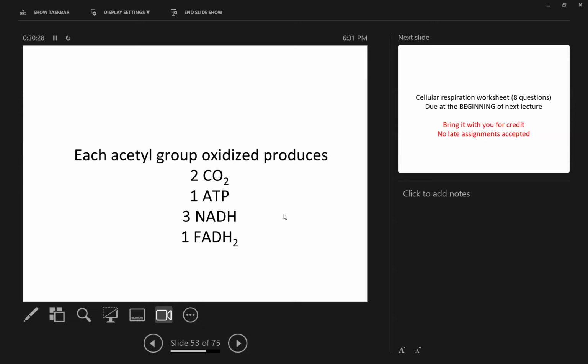What were you asking? Oh, so what's shown up here is per pyruvate, but you would double it per glucose.